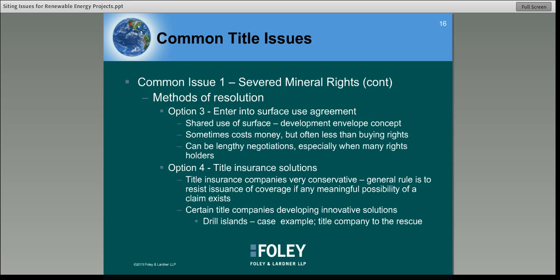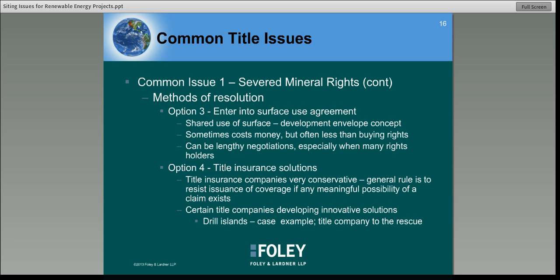Option three would be to enter into some type of surface use agreement with the rights holders. Here you agree with the rights holder upon a shared use of the surface. So you say, this part of the property is going to be used for the development of the renewable project, and we're going to allow you to use this part of the property for drilling. This sometimes costs money as well, but often less than buying rights. One of the downsides here is you have to actually negotiate these shared use agreements, and that can take a while, especially when you're trying to do them with many different rights holders.